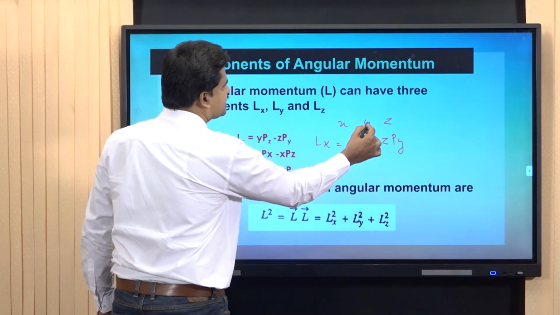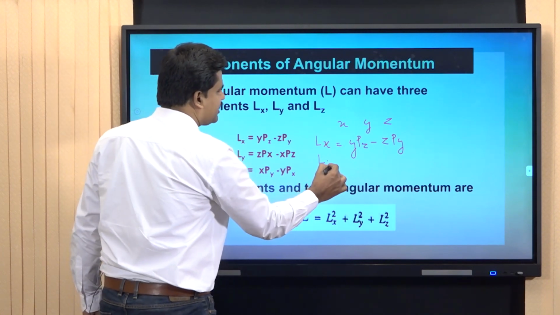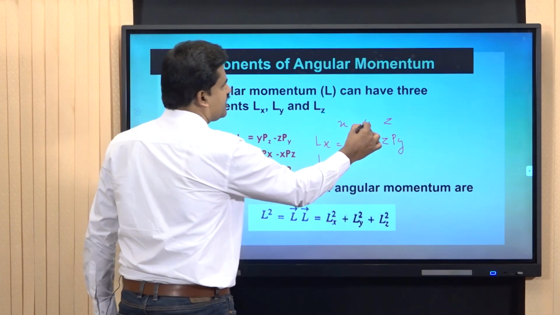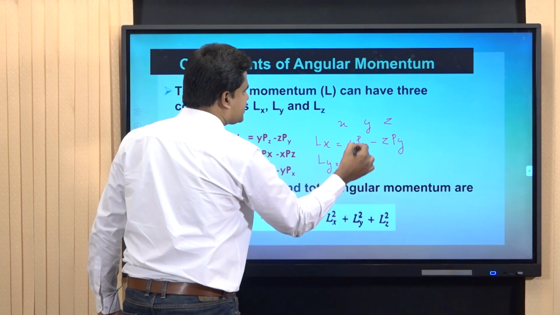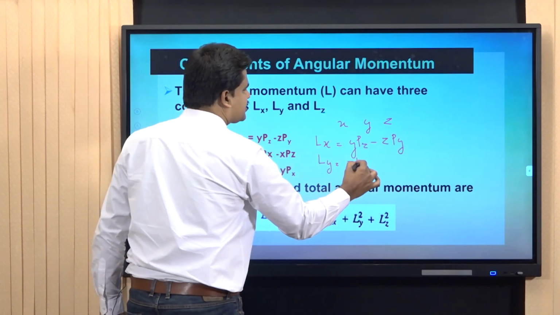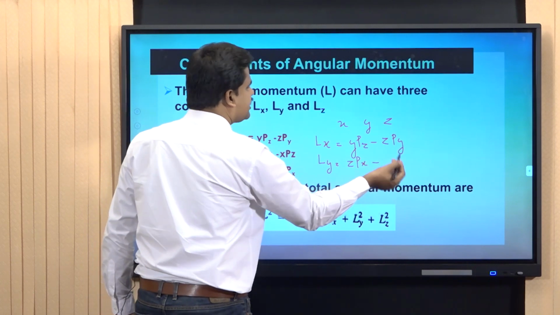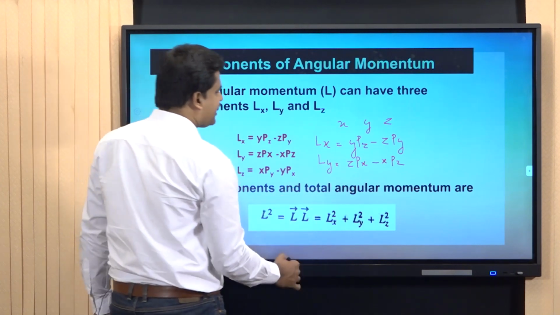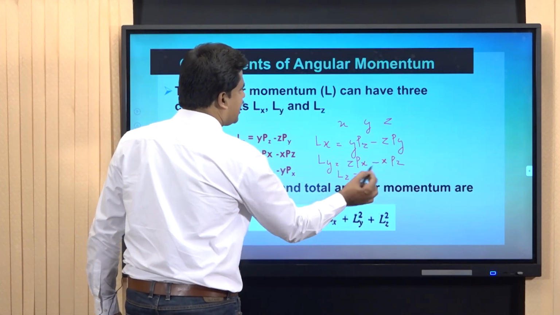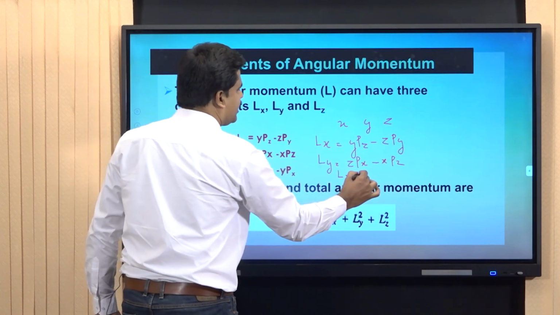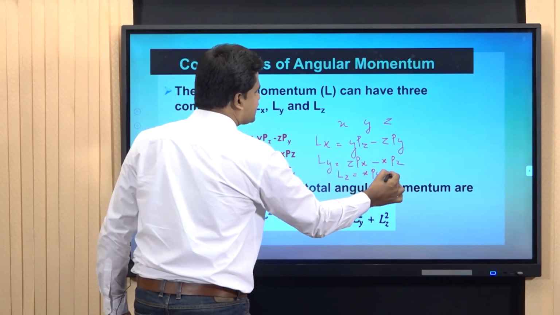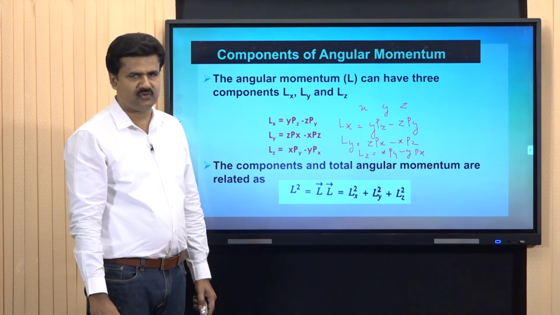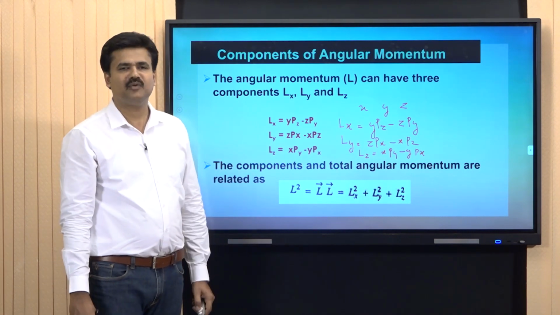Now we can take the second angular momentum component, that is Ly. Y is here. Then go in a circular fashion. After y, z is there. So z into the next component, which is px, minus the opposite, x into pz. That is the value of Ly. And finally, it is possible to represent Lz as: z is here, then x. X into py minus y into px. These are the three expressions for the components of angular momentum.